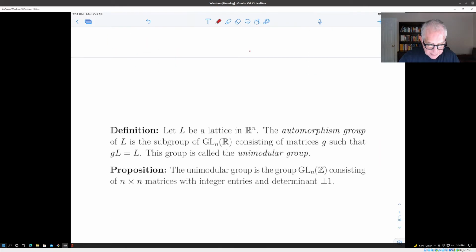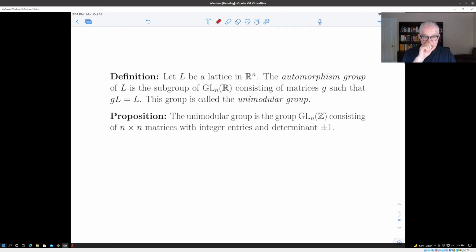Now, we can ask for linear transformations which carry the lattice into itself. And this is called the automorphism group of the lattice. And one way to think about that is, to make a lattice, we picked a basis for the vector space. But sometimes it can happen that we pick a different basis and we get the same lattice.